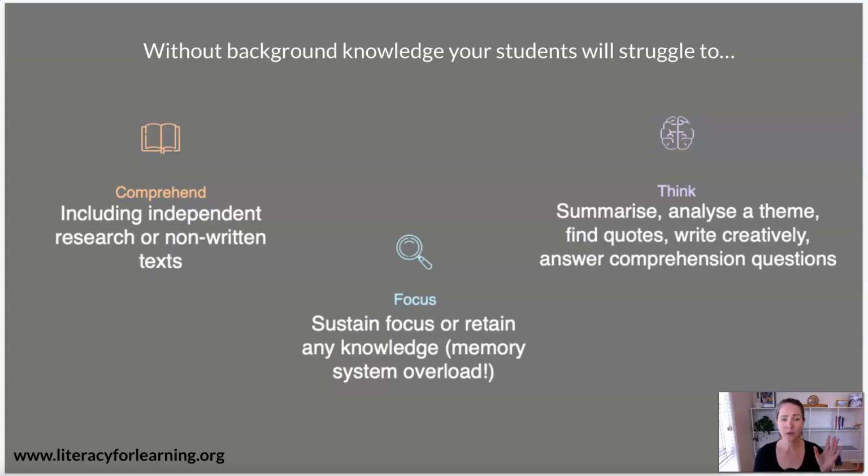So, without background knowledge, what we need to understand is that our students will struggle to do these things. They will struggle to comprehend, which means that they will struggle if they're being asked to read something independently, or even if it's a video, it'll be the same thing. Okay, and this has implications for when we ask students to read independently, and we would maybe avoid that happening at the beginning of the unit.